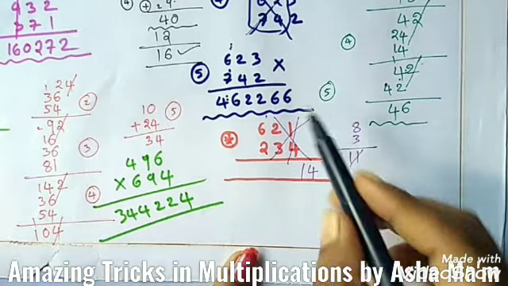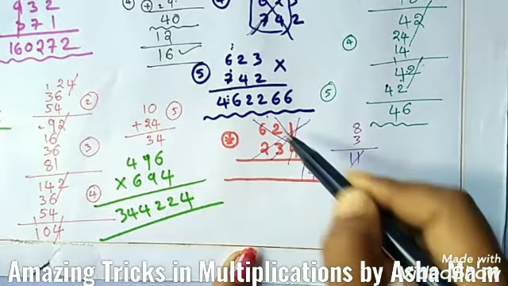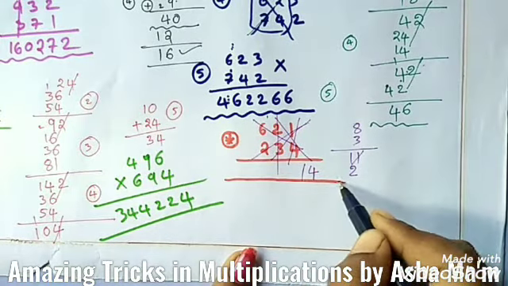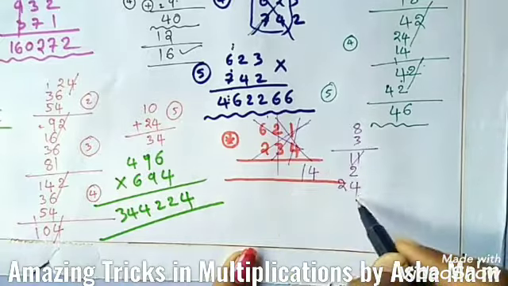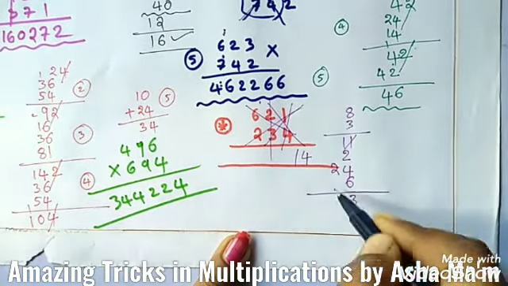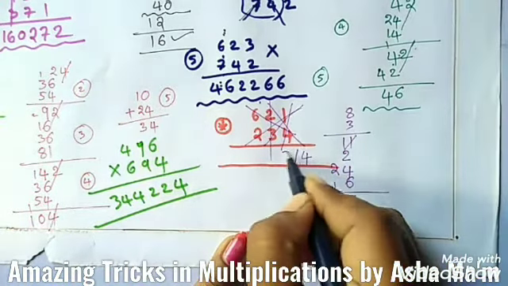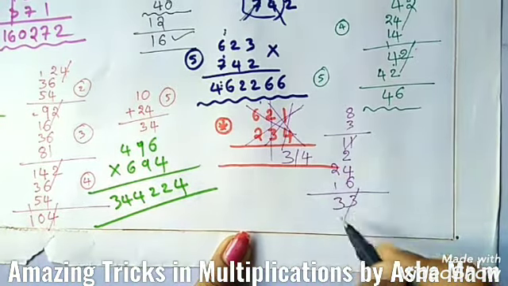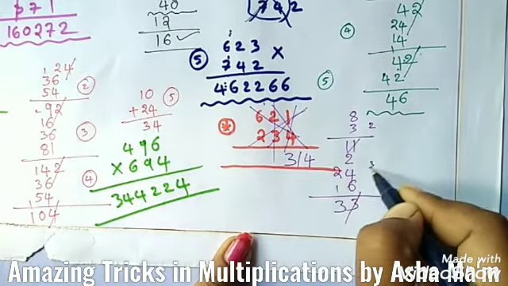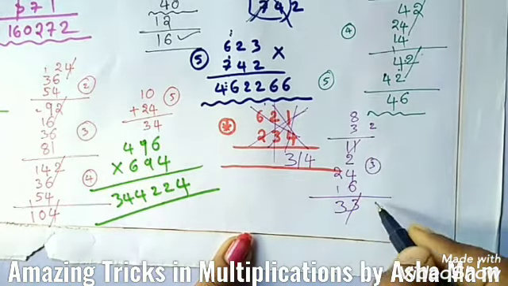And in step 3, just like this, 2 1s 2, 6 4s 24, 2 3s 6. Now 10, 12, 13, so 33. Here should be 3 and this 3 is carried forward. And this is step 3, this is step 4.